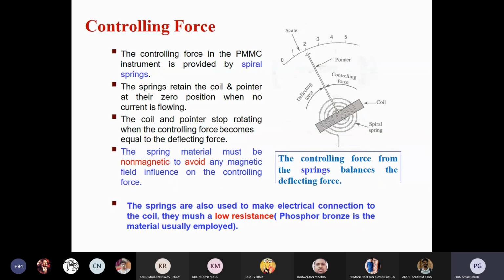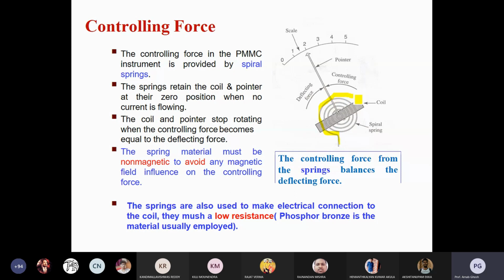So what happens in the case of controlling torque? You know that one coil is there, and the coil has two terminals. One terminal is directly connected with your pointer and shaft. That is your moving coil, of rectangular shape. Here the shaft is there, and one terminal of the coil is connected permanently with the moving coil shaft. The other terminal is connected to the body or whatever structure of that system.